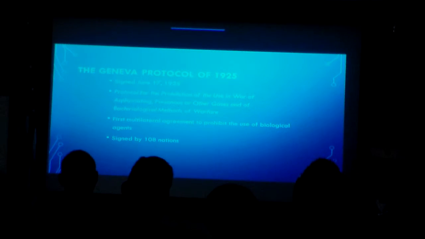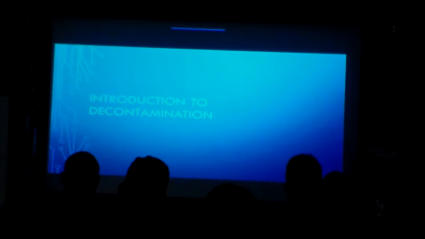The Geneva Protocol of 1925 date. It was signed on June 17, 1925. Protocol for the prohibition of the use in war of poisonous or other gases and bacteriological methods of warfare. First multilateral agreement to prohibit the use of biological agents, signed by 108 nations.